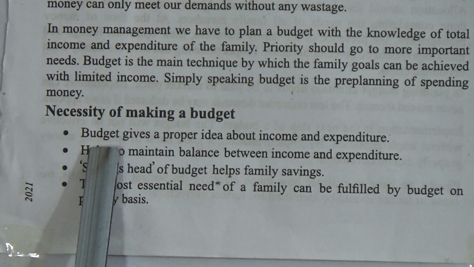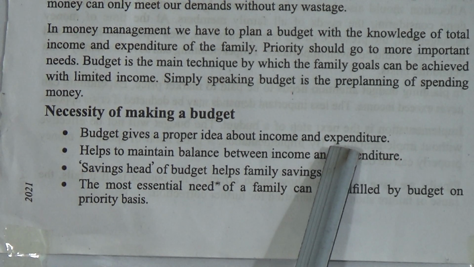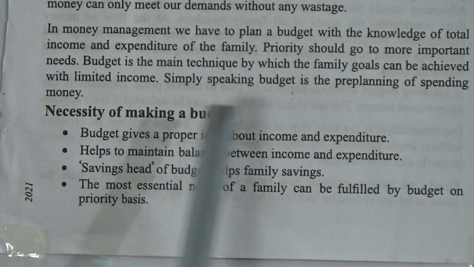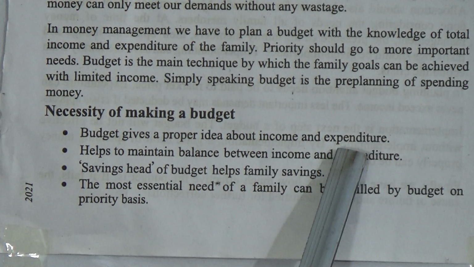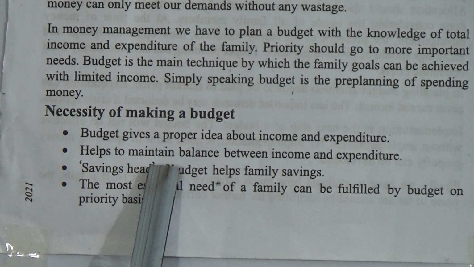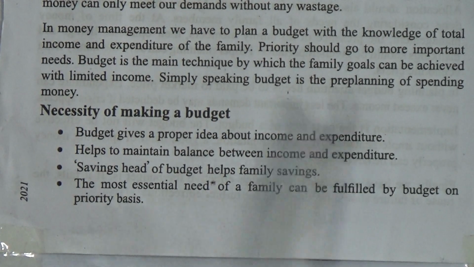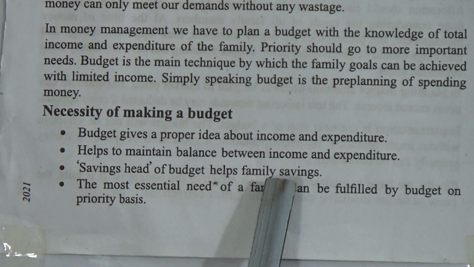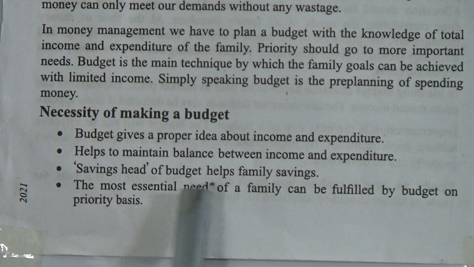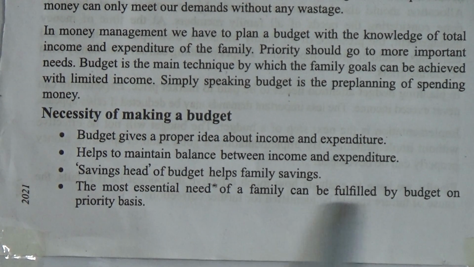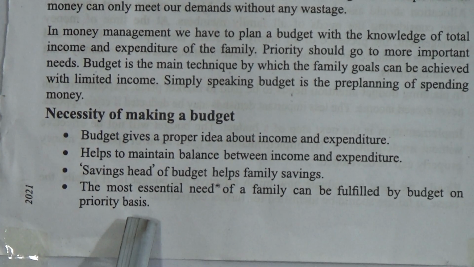Come to the first point. Budget gives a proper idea about income and expenditure. If you have your budget, then you will get a clear idea about your income and expenditure. Next one, it helps to maintain balance between income and expenditure. Next, the savings head of the budget helps family savings. And the next one is that the most essential needs of our family can be fulfilled by budget on a priority basis. Now go to page number 8.